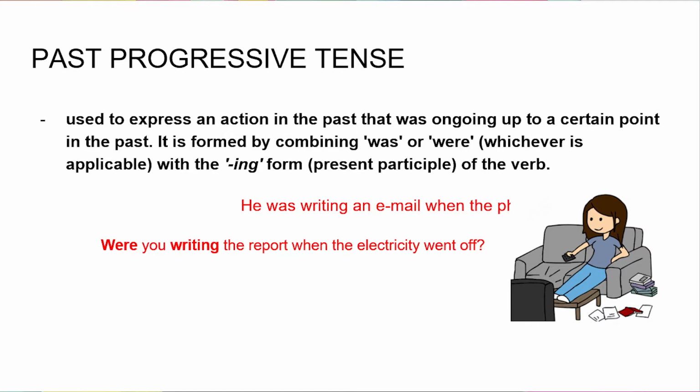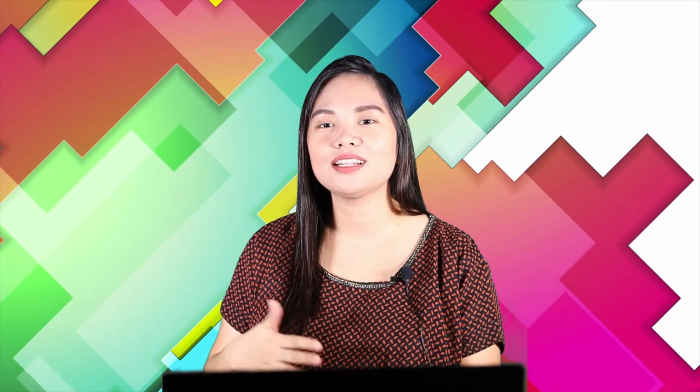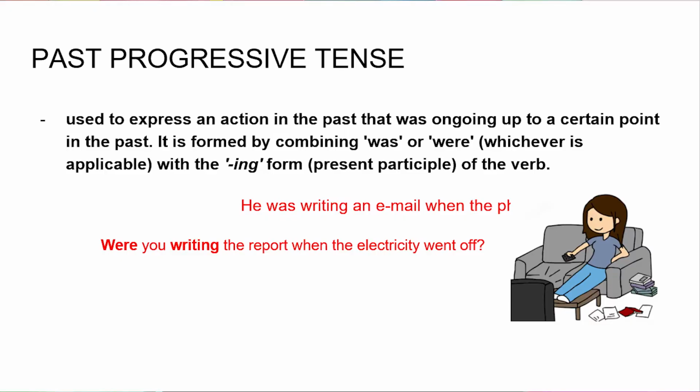Okay, for example, he was writing an email when the phone rang. So, Tagalogin natin siya. Siya ay nagsusulat ng email nung tumunog ang kanyang cellphone or ang kanyang telepono. Okay? So, ibig sabihin, there is an action in the past that was ongoing up to a certain point. That certain point was when the phone rang. Okay? So, look at the formula being used. Was or were, whichever is applicable, plus the -ing form. So, he was writing an email when the phone rang.